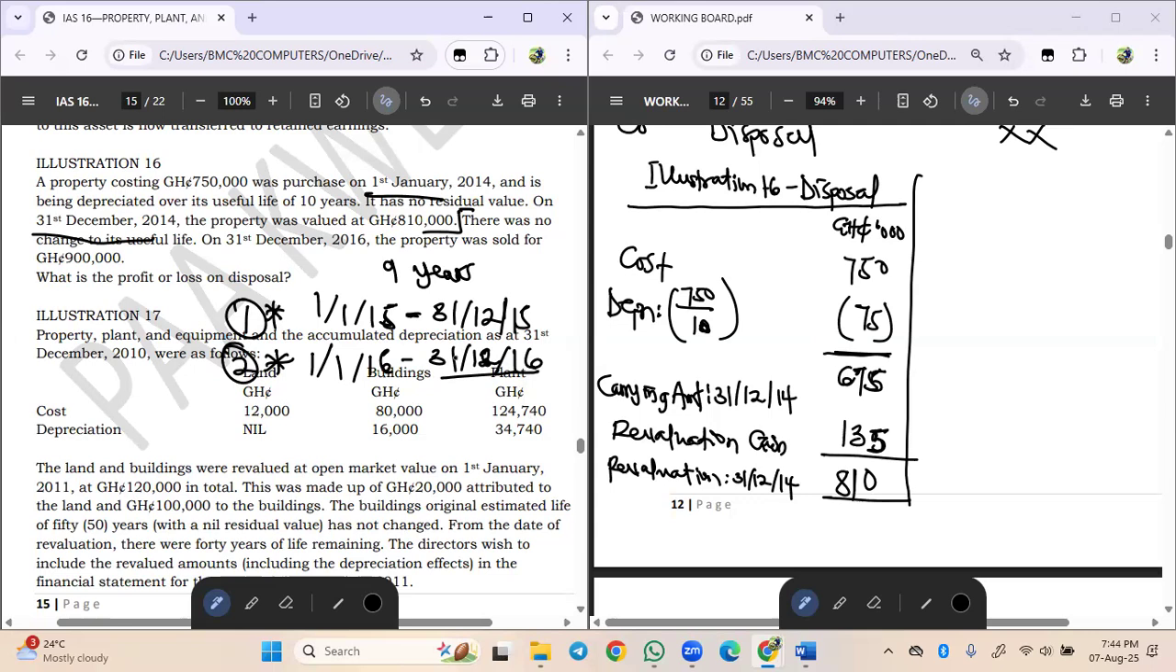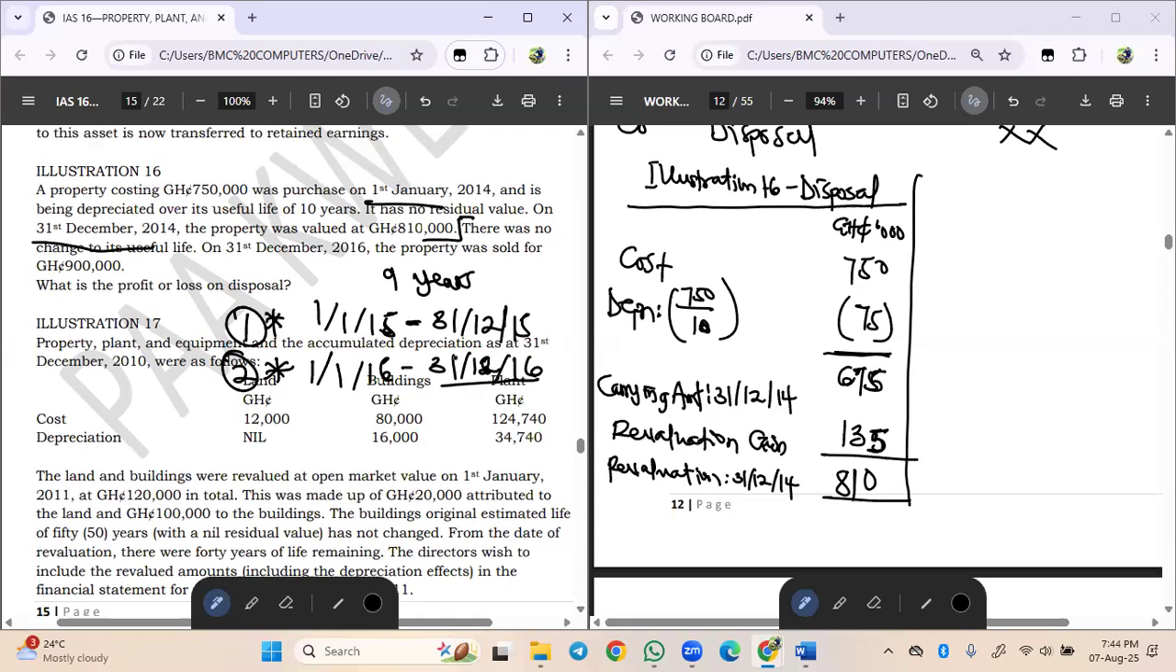That's 900,000. Then you compare it to the carrying amount, the one in our books. In our books, how much is it? And after selling, how much did we get? Then we can compare the two figures to get what? The profit on disposal. And this profit on disposal will be treated in what? The profit or loss account.